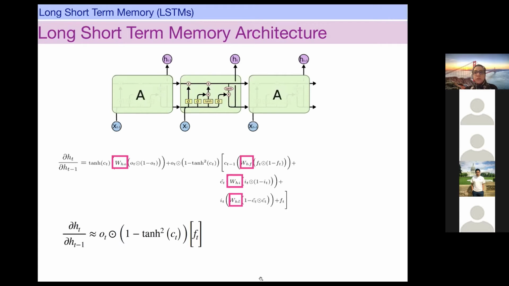But then we have this gradient path, so we can update the weights and calculate the loss, and we don't have a problem anymore. So any other questions?